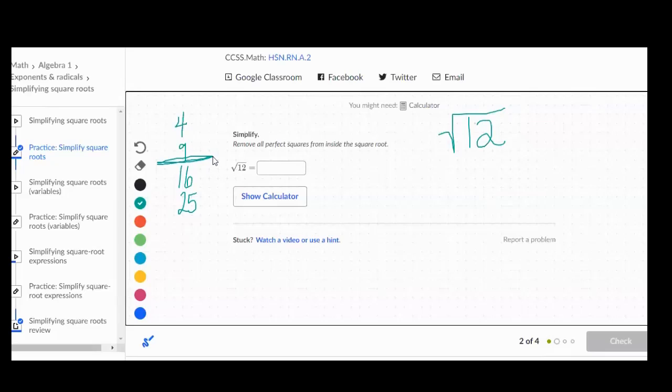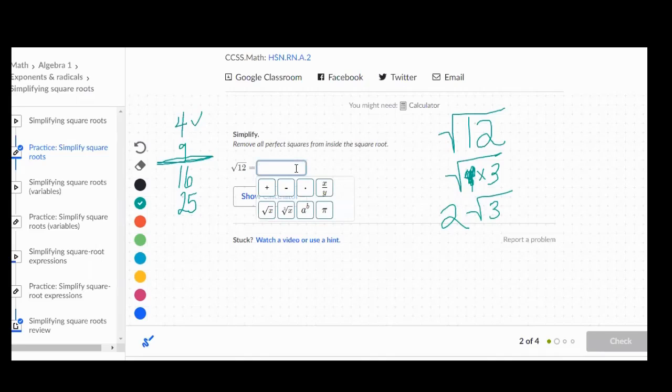Can I rewrite 12 as 9 times something? No, I can't. All right, can I rewrite 12 as 4 times something? Yes, that would be 4 times 3. Now, since the 4 worked, you take the square root of 4, which we know is 2. 2 comes out, 3 stays in. The 4 went away because you took the square root of it. Once you get that to a 2, it goes away, 3 stays inside. So 2, click square root 3.